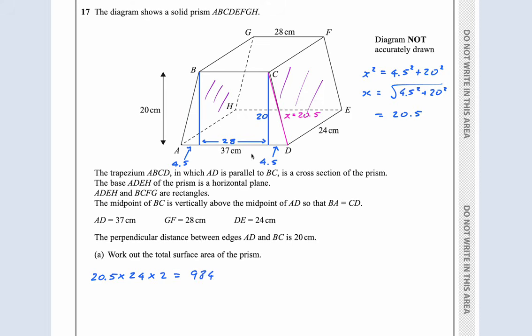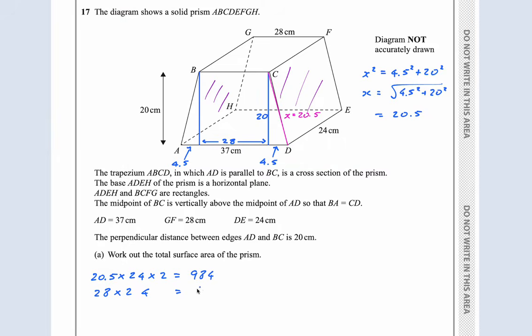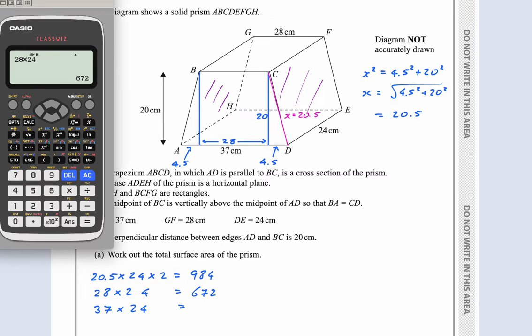That's 984. The top one is 28 times 24. That one's easy: 28 times 24 is 672. And the bottom one is 37 times 24, which is 888.